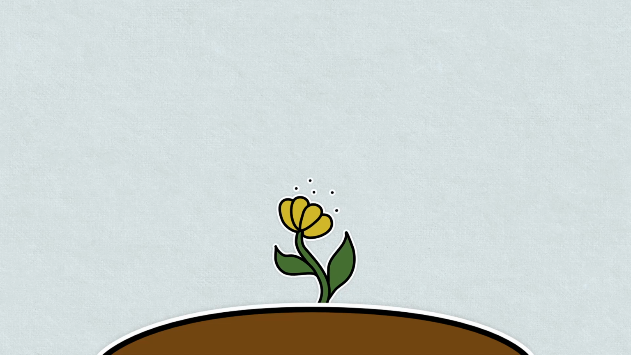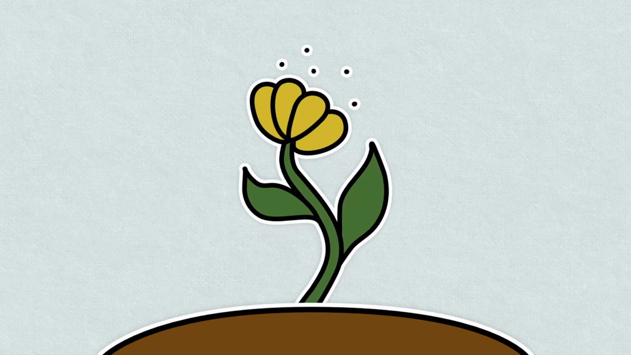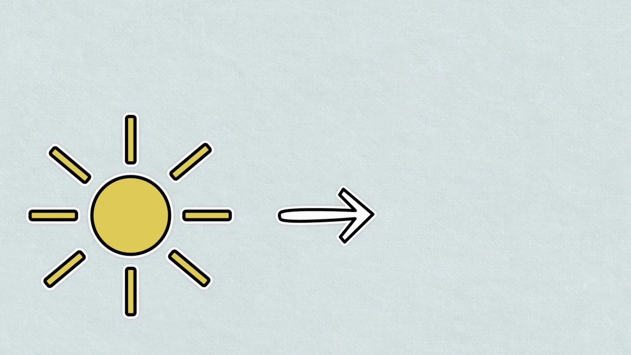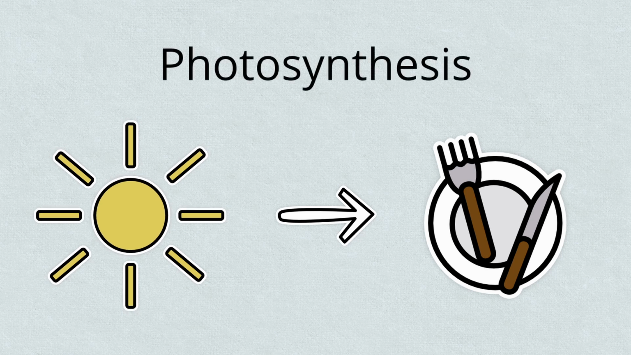Plants are living things that need certain things to grow, just like humans need food and water. One of the most important things plants need to grow is sunlight. Sunlight is important for plants because it helps them to make their own food through a process called photosynthesis.